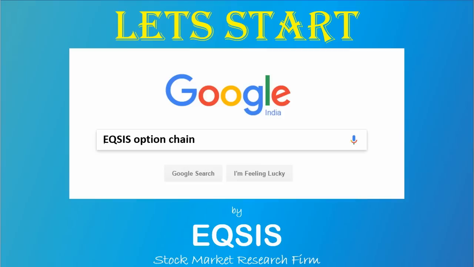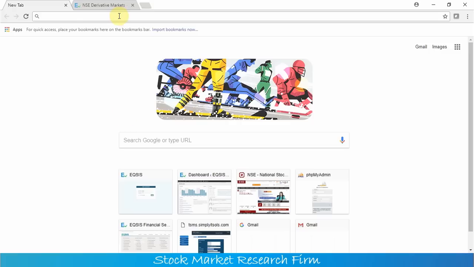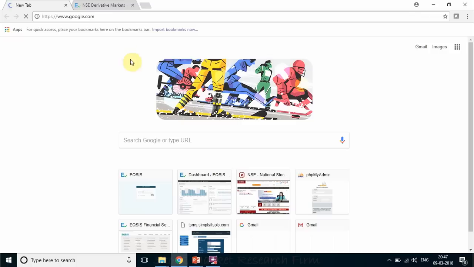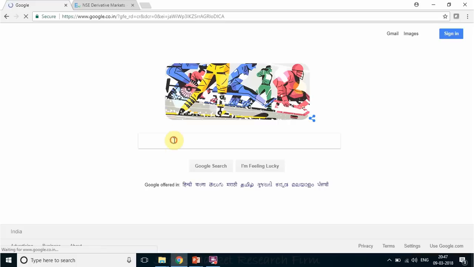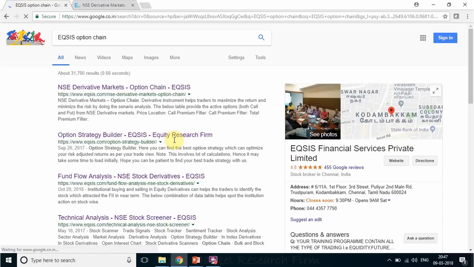Okay, let me take it to the next level here. Okay, it's time to open the browser. As I did, I'm going to Google. Okay, so I press enter here. So the data table is connected. So I'm going to type here EQSIS option chain. This is unusual when compared to other websites or the traditional way of looking at it, but this makes it much easier for you to look at key data in a limited space.